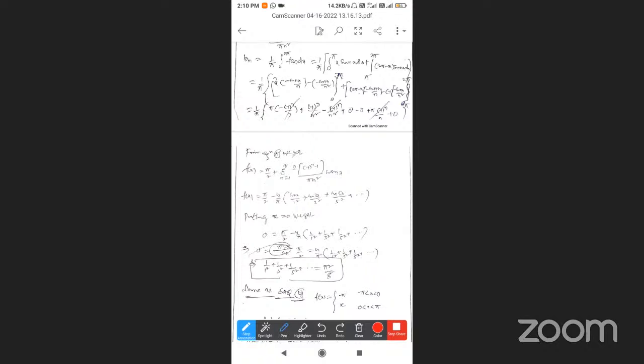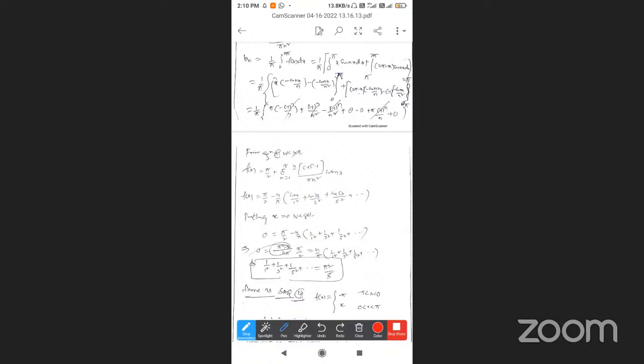From pi to 2 pi, we get the result: pi into (minus 1) whole power n by n, plus (minus 1) whole power n by n square, minus (minus 1) whole power n by n square, and last, plus pi into (minus 1) whole power n by n. Negative term, positive term, negative term, all together give 1 by pi into 0. This is equal to 0. So bn is equal to 0. It is clear now: bn is equal to 0.